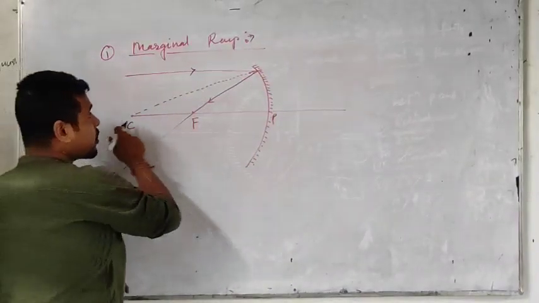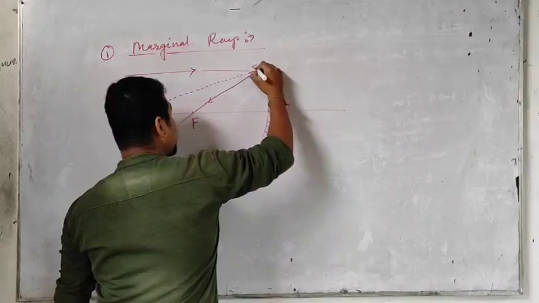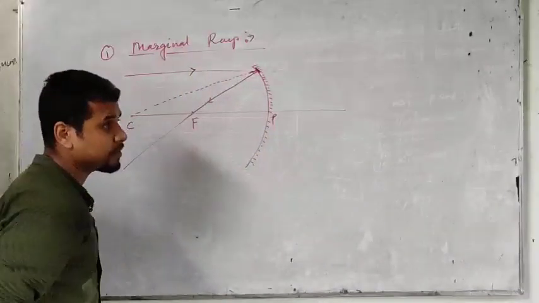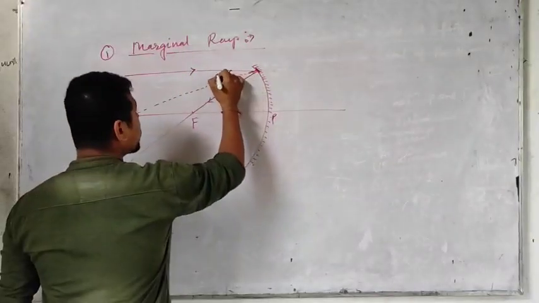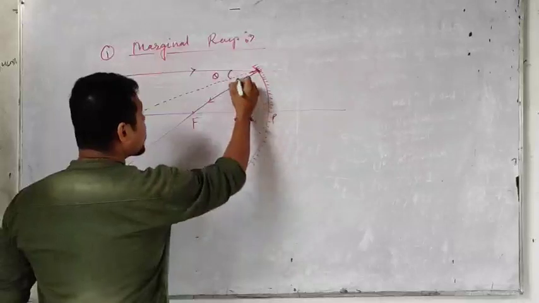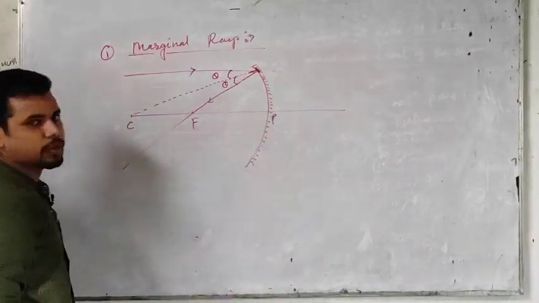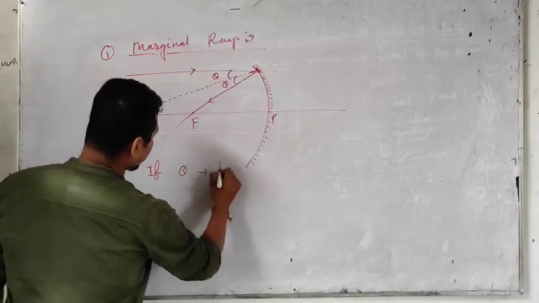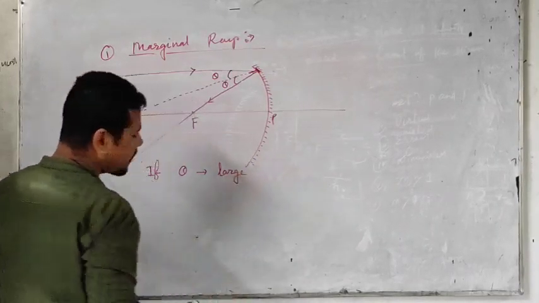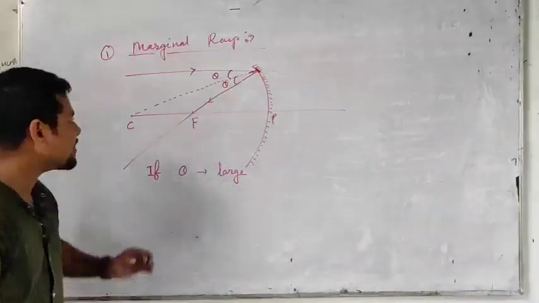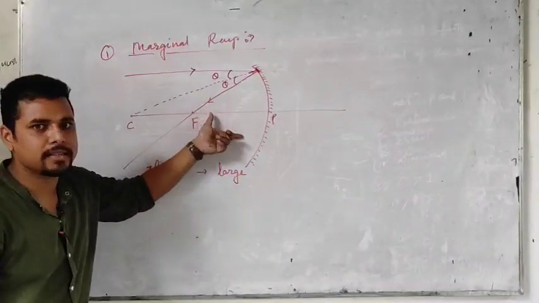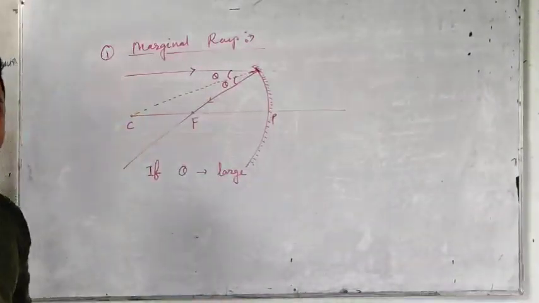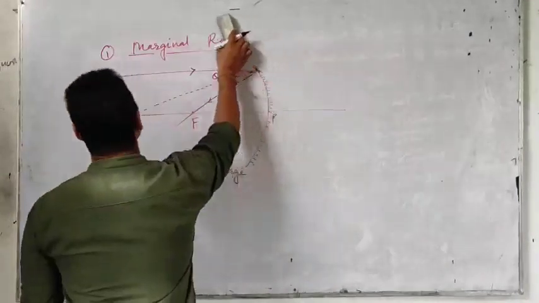Because it is along the radius, it is perpendicular to the surface. The normal is always perpendicular to the surface, right? So this will be your angle of incidence, and this will be your angle of reflection. That means if theta is large, or you can say if the incident rays are away from the principal axis, then that kind of rays are known as marginal rays.